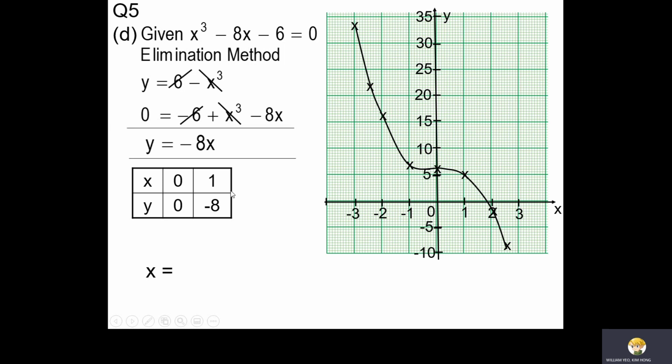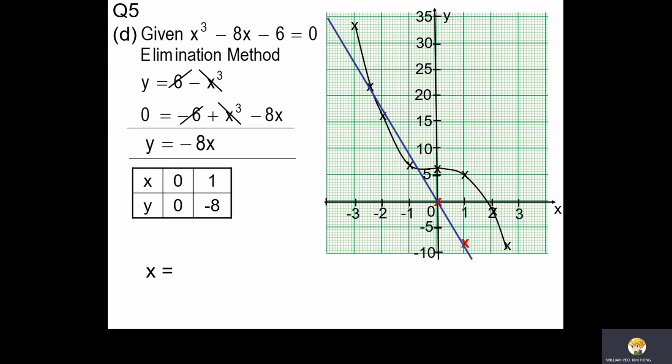See, for this one, what if you take x as 2? If you take x as 2, you will get negative 16. But negative 16 is not in the graph. That is why I said don't take a big number. For x, just use 0 and 1 or 0 and 2. So we have these 2 points, 0, 0 and 1, negative 8.